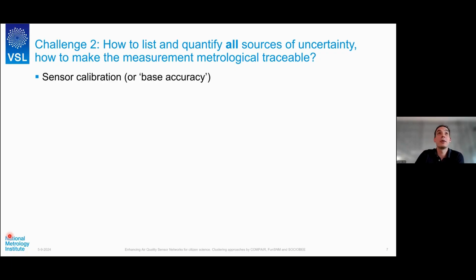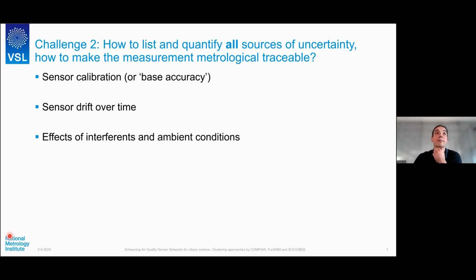We have sensor calibration, or at least some base accuracy that we believe, which is maybe given in the specifications of the sensor by the manufacturer. But of course, the sensor may drift over time. So at production time there was maybe some accuracy, but it can change over time.